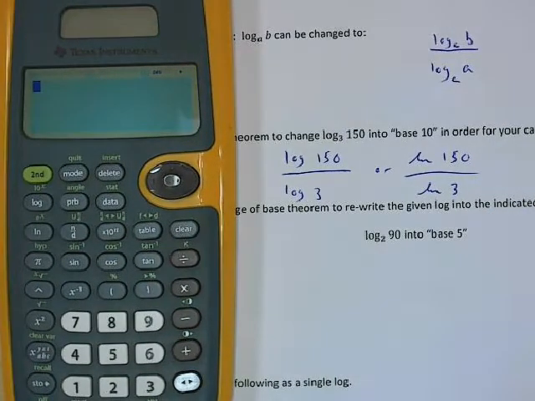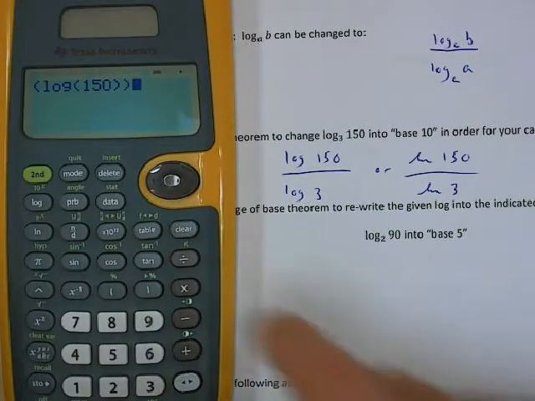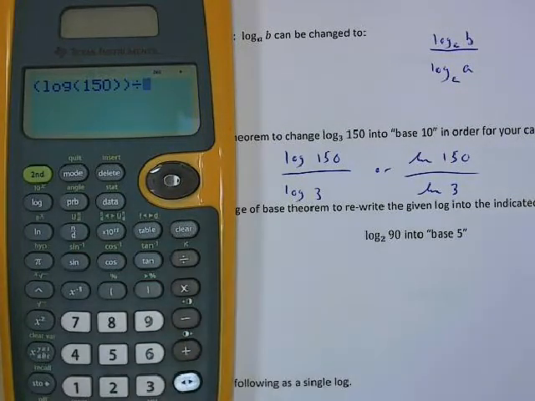All right, so I want the natural log of 150 over the natural log of 3. Now, depending on your calculator, you might want to use parentheses, might not. It's always safe to use parentheses. So I can use parentheses and do the log. We'll do base 10 first of 150, and then close around the number that I'm taking the log of, and then close parentheses around the whole top part, and then divide it by the log of 3.